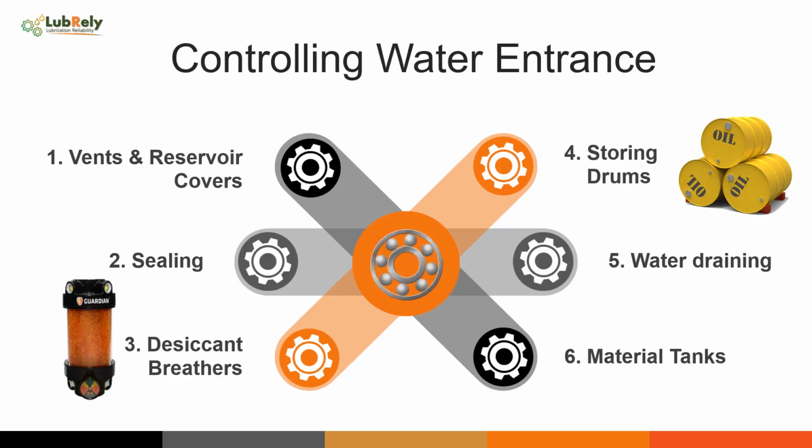1. Prevent washdown water from entering vents and reservoir covers. 2. Properly install and seal covers and hatches. 3. Install desiccant air breathers or vapor extractors. 4. Prevent water from entering new oil by storing drums indoors. If they must be stored outdoors, keep them under a shed or tarp, or store them on their sides with the bungs horizontal at the 9 o'clock positions.